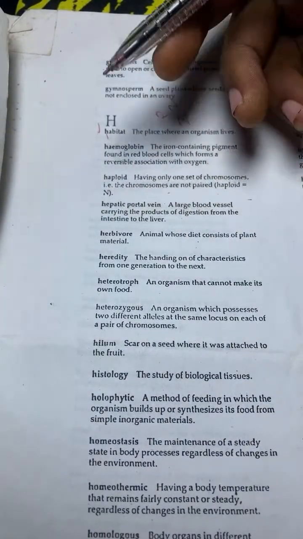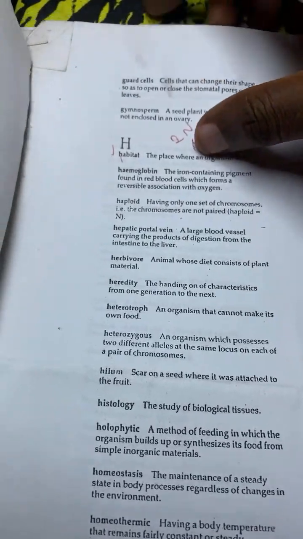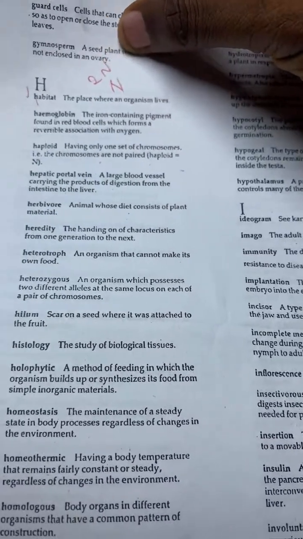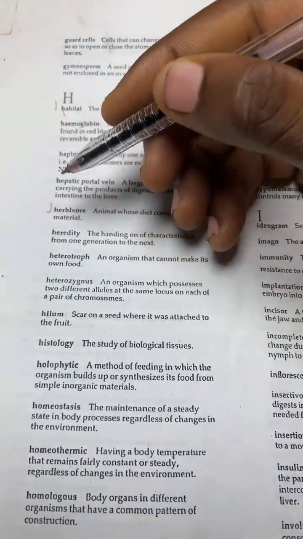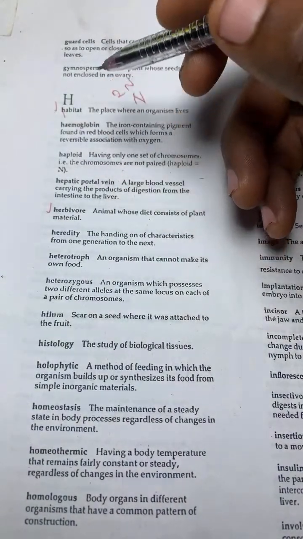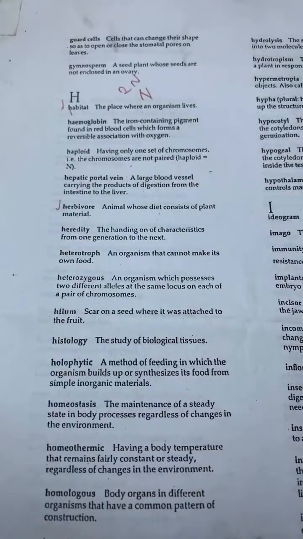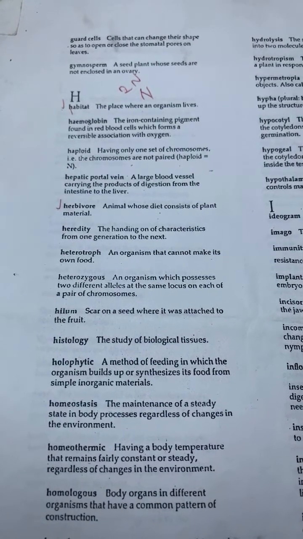We have herbivores. Herbivores are animals whose diets consist of only plant materials. We call them what? Herbivorous animals. Their diets only consist of what? Their diets only consist of plant material. They feed on plants. Examples of herbivores are your goats, your grass cutters. Are we together now? Now, your cattle. They are all what? They are all herbivores.